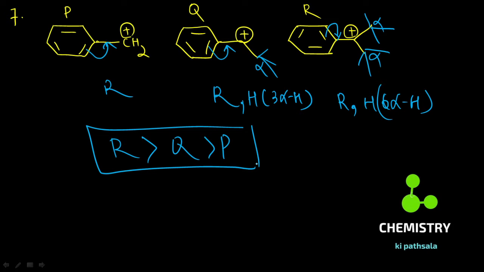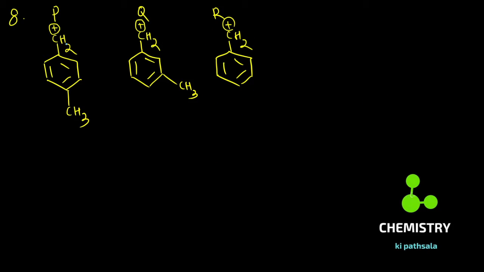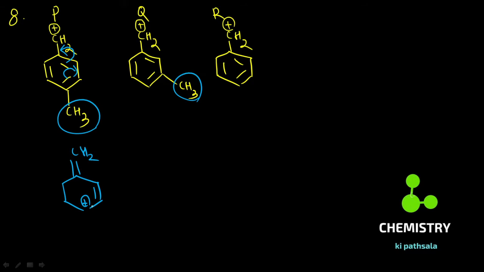Clear? Now coming to the next question, question number 8. Yes, it's a very interesting question. So a CH3 group is there, a CH3 group is there, and no CH3 group is there. So you can draw the structure like this. This is a double bond CH2, and you will get a positive charge here, a double bond here, and CH3 is there. So it shows resonance and it shows the inductive effect, plus I effect, at the para position.